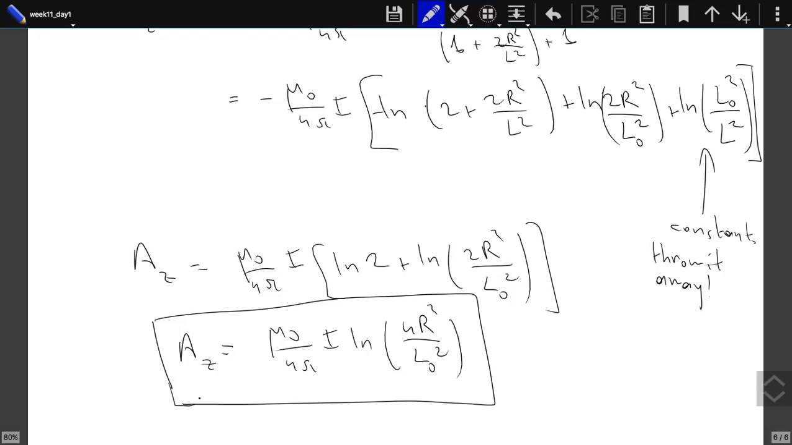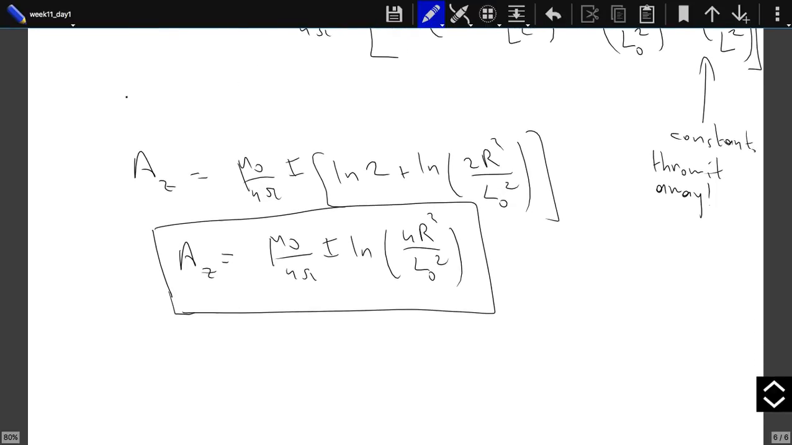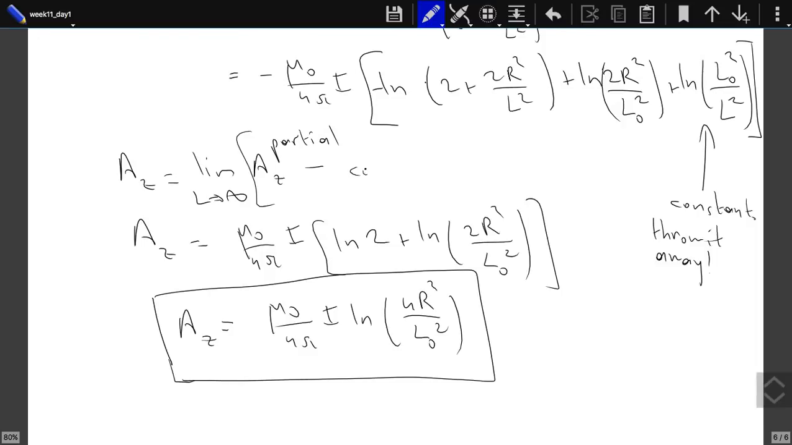No, I already took the limit. AZ is equal to limit as L goes to infinity of AZ partial minus the constant term. The first line is my AZ partial. That constant term I can just throw it away. I will not get the same vector potential, but I will get a vector potential that describes the same magnetic field. So I just throw away the constant term. Now once I throw away the constant term that diverges, I can take the L goes to infinity limit. And when I take that limit, this is what I obtain for the vector potential.